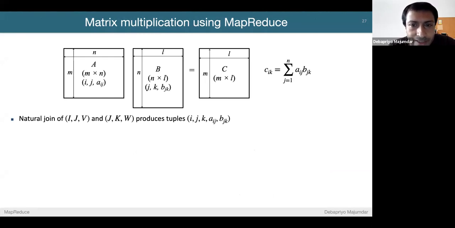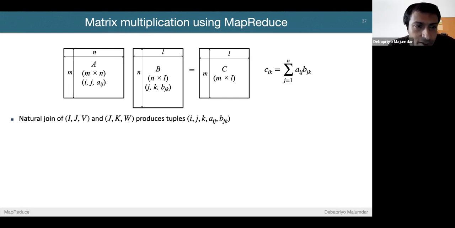So it will produce Ijk, Aij, Bjk, tuples of size 5, right? And you already start to see the advantage here, that ultimately we need Aij, Bjks, and we only need to group by J. But it's not all done yet.